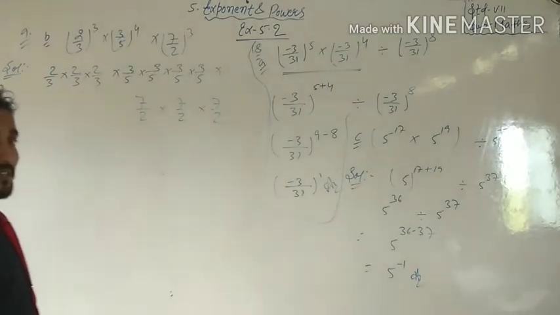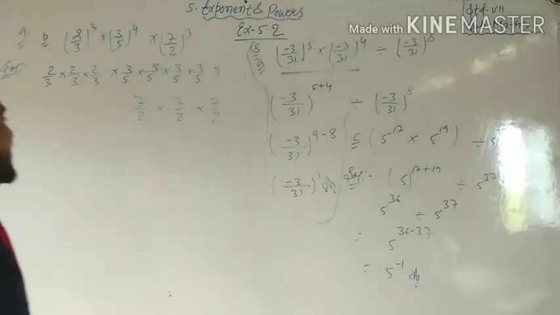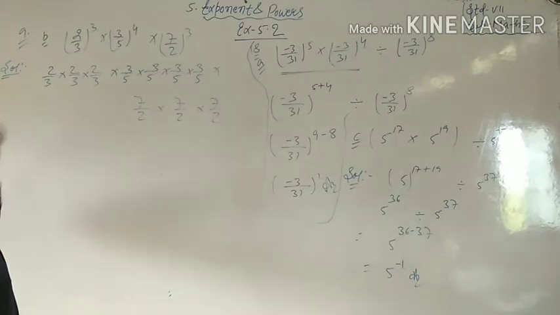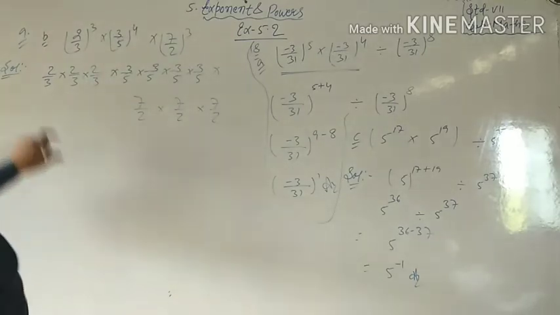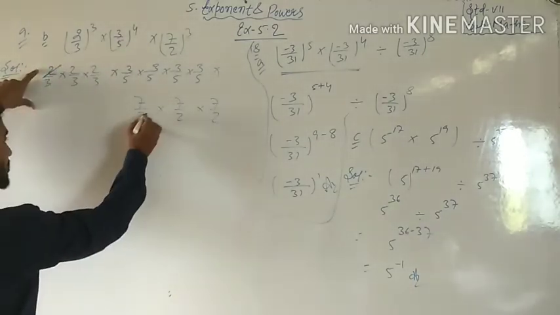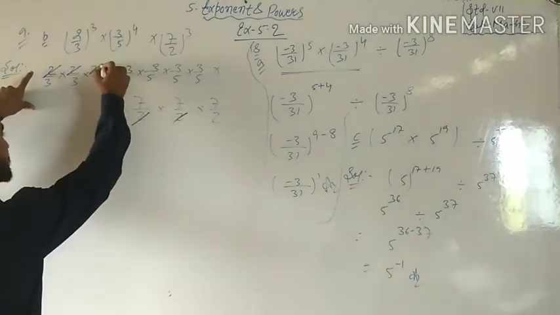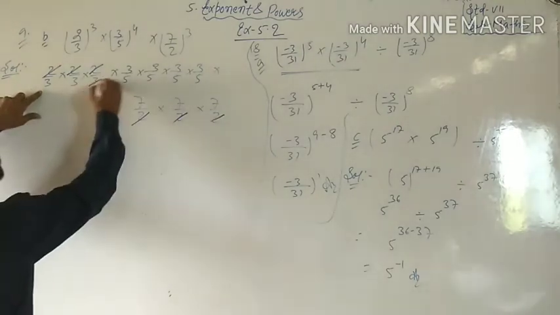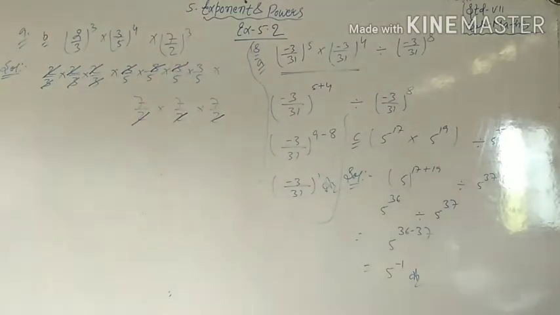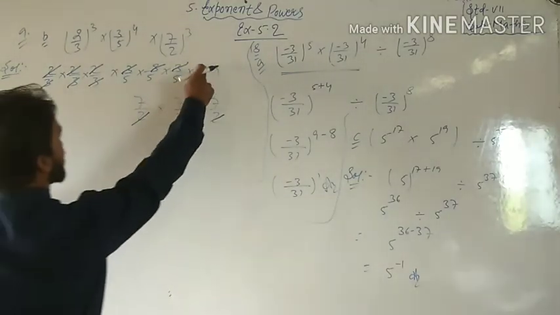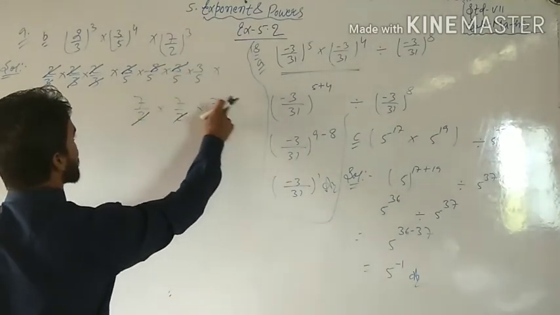Students, now see, to what the power is given, that same number will be repeated as per the power. So now see, numerator 2 and denominator 2 will be cancelled. The 3s also cancel. What is left? In the numerator, 3 into 7 into 7 into 7.